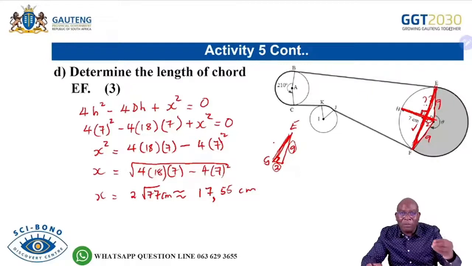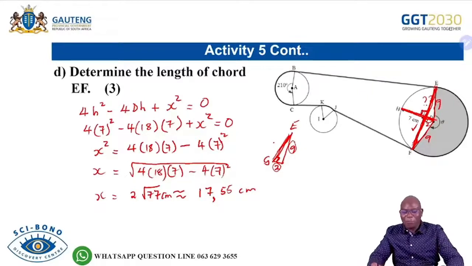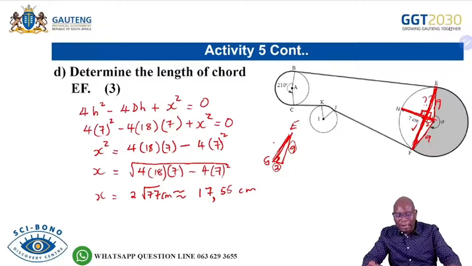17.55. Remember, you'll have rounded off most of the stuff. Okay, right. So you can then go and try it by using the theorem of Pythagoras to get that length. Remember, this is 90. Get that length, and then you'll be able to get the length of EF. So many ways of doing it.